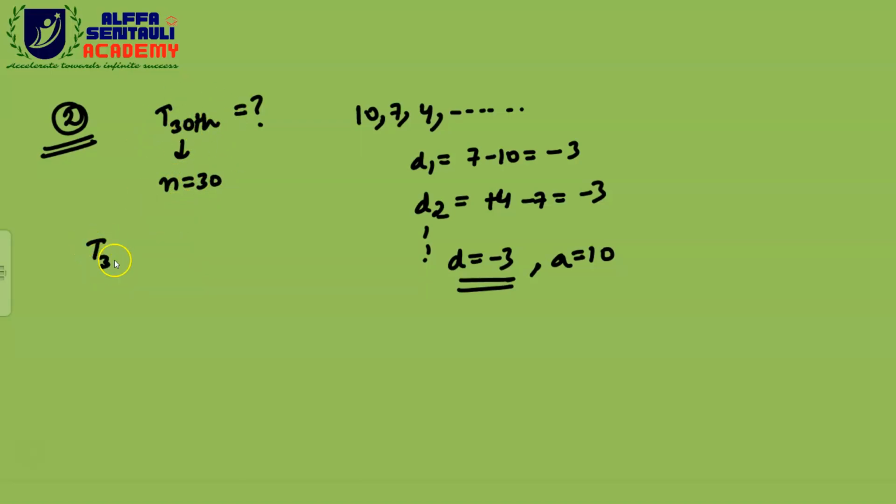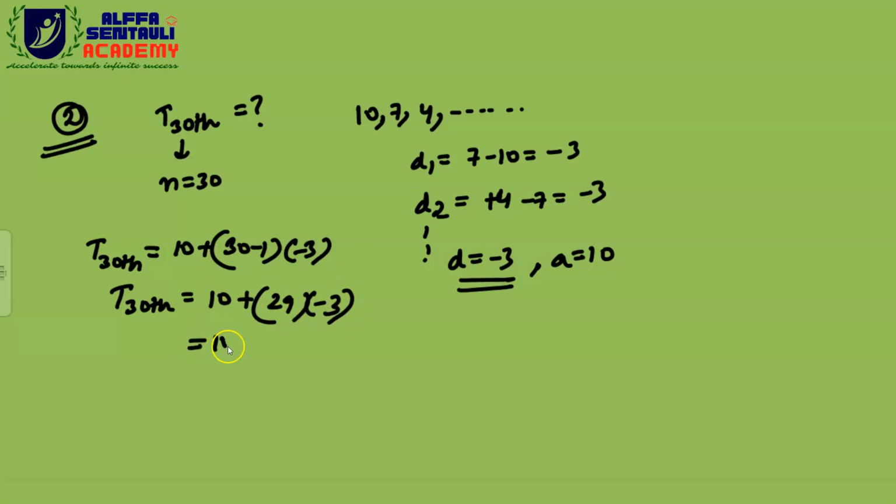The 30th term. So T30 will be what? First term, that is 10, plus n minus 1 into d. 30 minus 1 into d. D is what? Minus 3. Right? So the 30th term should be 10 plus 29 into minus 3. Correct? So 10 minus, 3 nines are 27, 2 carry, 3 twos are 6, 7, 8. How much will you get? Minus 77. This is your answer. Correct? Got it? Yes, sir. Got it.